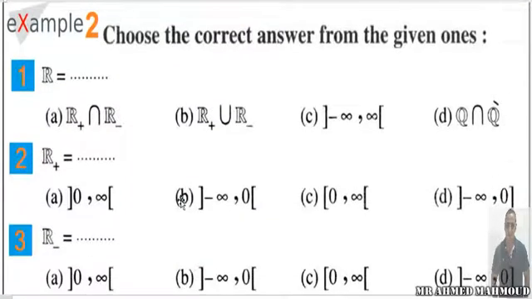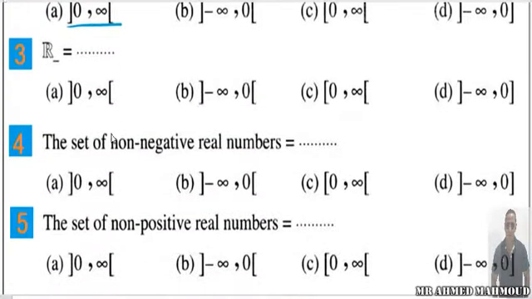The next one, as I explained in the special cases, R can be represented in many different ways. R equals Q union Q dash, or R equals R positive union R negative union the set of 0, or R can be represented from negative infinity to infinity. The next one, R positive. R positive is the positive numbers starting after 0, so 0 opened, and infinity opened.